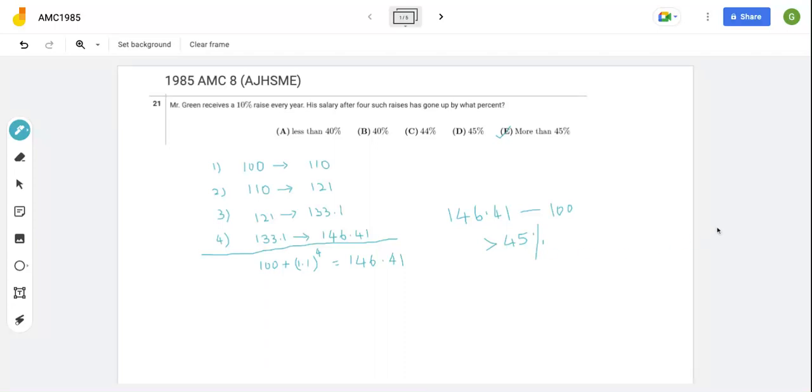We are going to review question 21 of 1985 AMC8. Mr. Green receives a 10% raise every year. His salary after 4 such raises has gone up by what percentage?